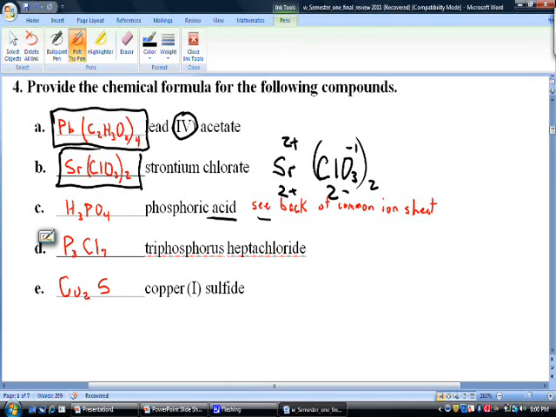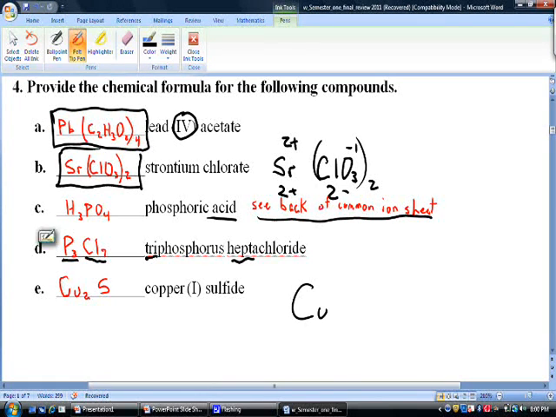Phosphoric acid, be sure you look at the back of your common ion sheet. Triphosphorus heptachloride. We know anytime we see this, we've got these prefixes. Now, you don't have to have those prefixes memorized. You know where to look for them. That's right, on your common ion sheet. So here we have triphosphorus heptachloride.